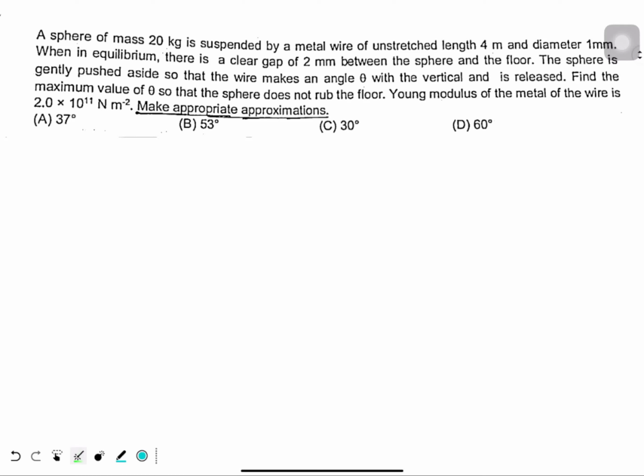Hello students, serious question. A sphere of mass 20 kg is suspended by a metal wire of unstretched length 4 meter and diameter 1 millimeter. When in equilibrium there's a clear gap of 2 millimeter between the sphere and the floor. So this is your pendulum. The length of the wire and mass of the pendulum, everything is given, and they're saying that there's a gap of 2 millimeter when the sphere is just hanging in its natural position.